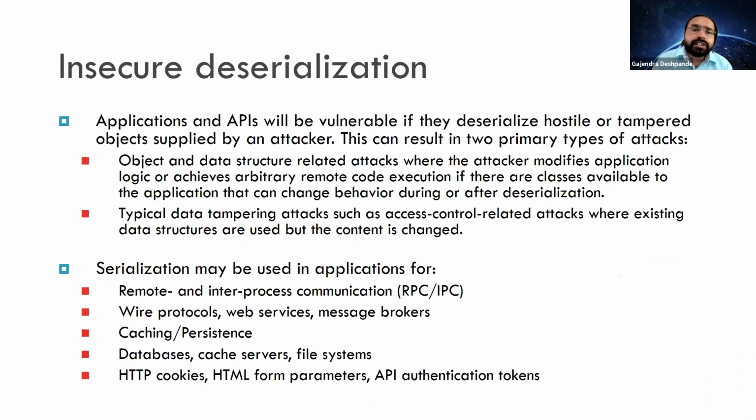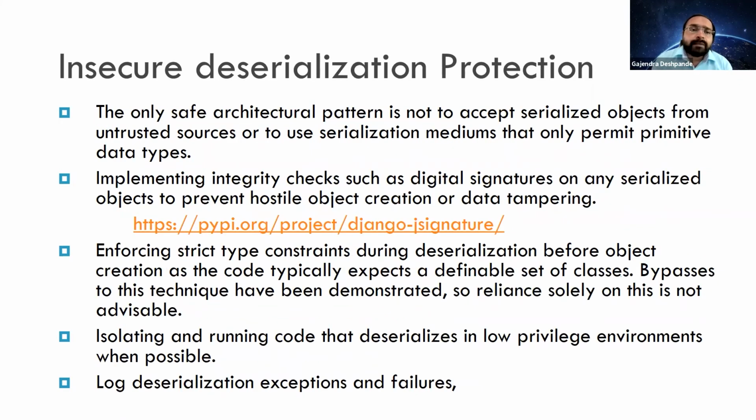Then insecure deserialization. We know that serializations are usually performed whenever we are using RPC or IPC communication, wired protocols, caching or persistence, and so on. This can be avoided by using only safe architectural patterns which do not accept serialized objects. Then for this you can implement integrity checks, and there is a module called Django JSignature.